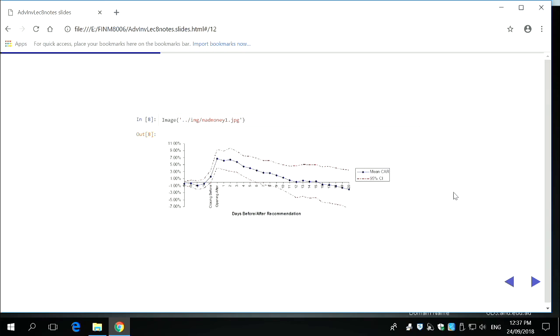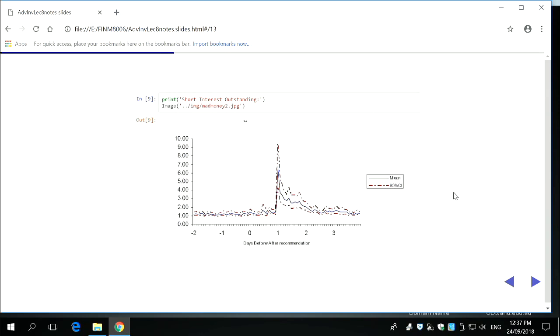But we can also look at something else that's more interesting. This is to show you the outstanding short interest. Short interest is how much people have the position of shorting the stocks, with the stock that's mentioned on Jim Cramer's show. You'll see that the short interest really shoots up after the show is aired. Why does short interest shoot up after the program is aired? Market overreact. Why would you have the short interest?